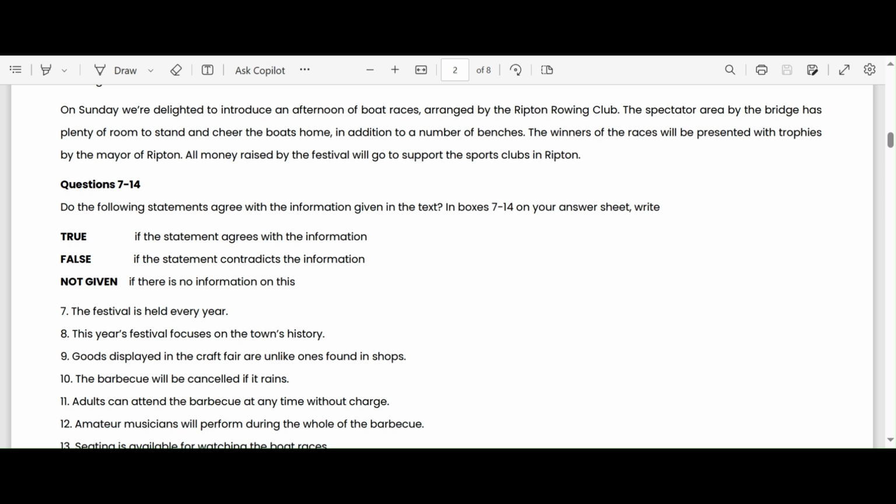Guys, today I'm going to show you how to solve the true, false, and not given questions in IELTS reading, because many students struggle to solve this question. So, this paragraph is taken from the IELTS journal reading.